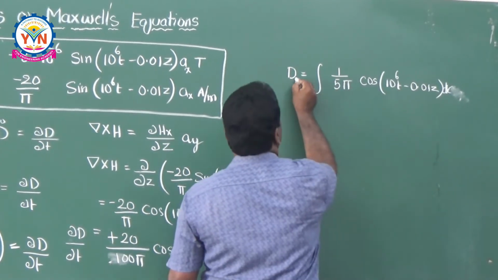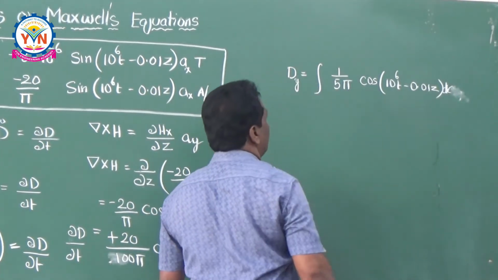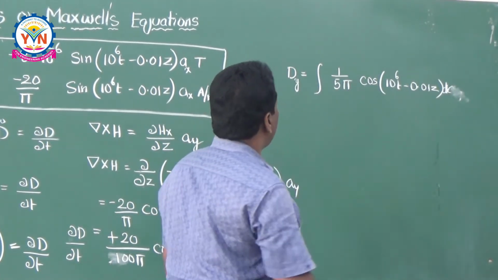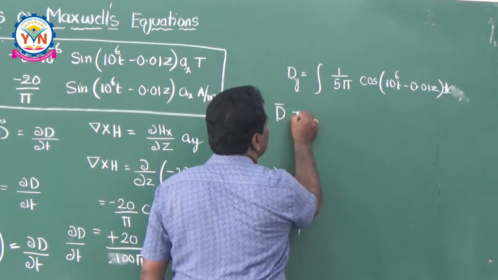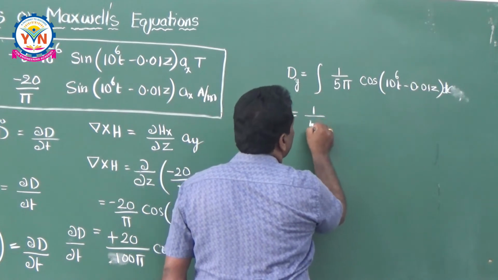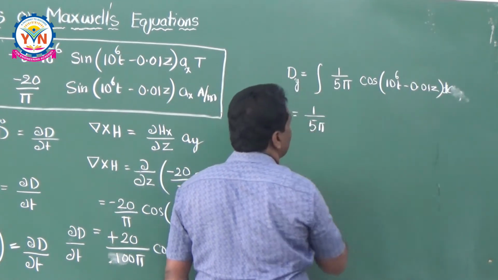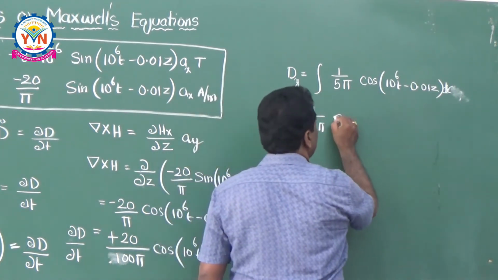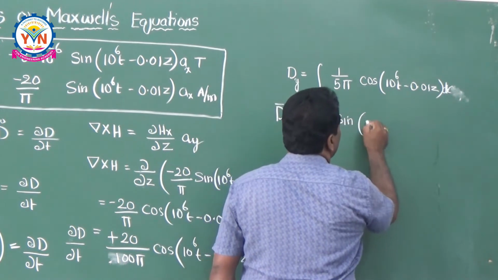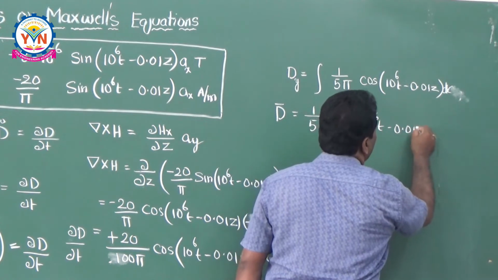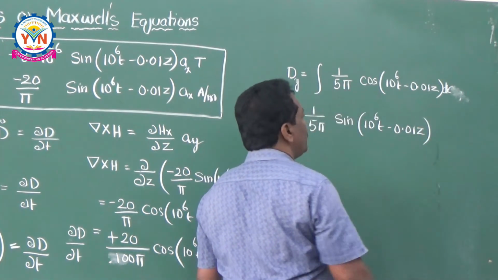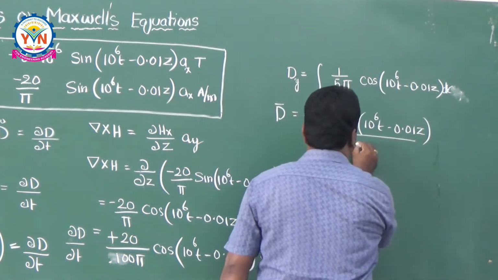So let me say it is in the y direction, like this. Therefore your d bar in y direction is equal to 1 by 5 pi. Integral of cos is nothing but sine of 10 to the power of 6t minus 0.01 into z divided by 10 to the power of 6.